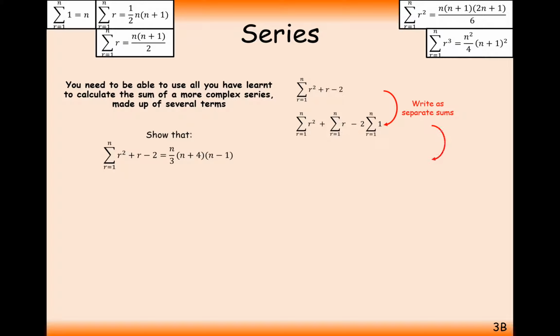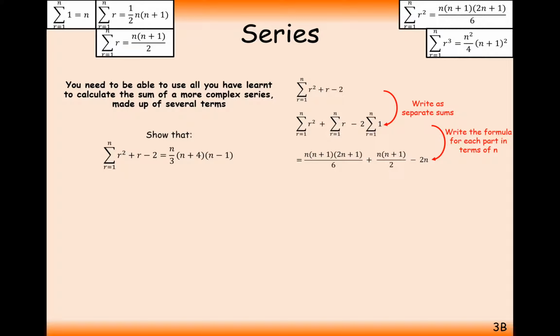Now we use our formulas. So we've got the first formula for the r squared series, we've got our second formula for the r series, and we've got our third formula for the 1 series, which is effectively just a bunch of 1s added up together. So that's just n, and we've got to obviously times it by 2. Don't forget you've got to subtract this part here, but we're adding this part here.